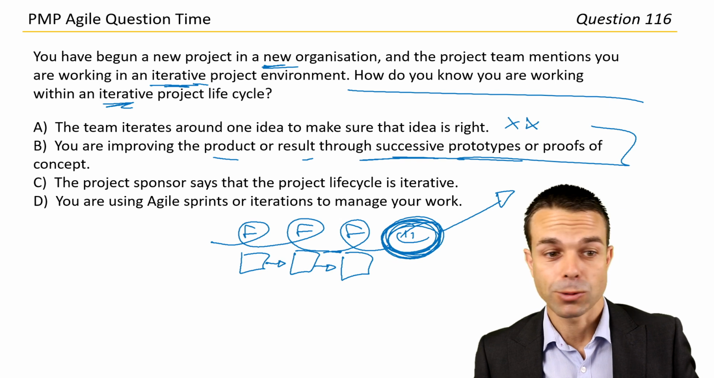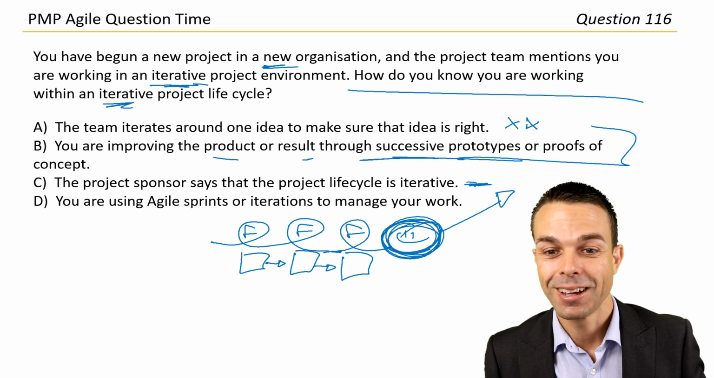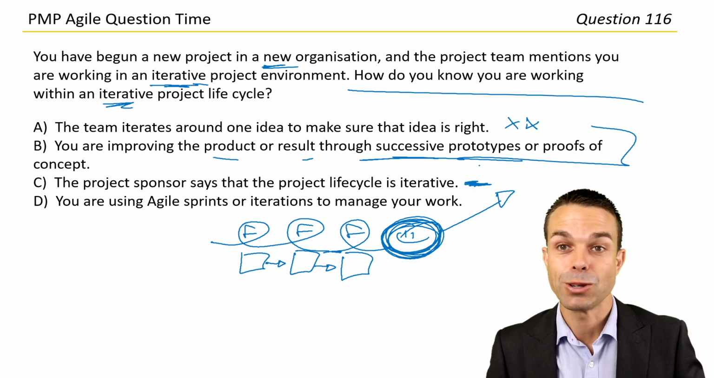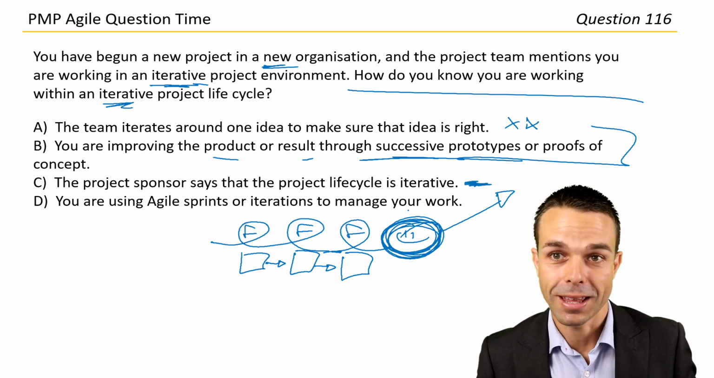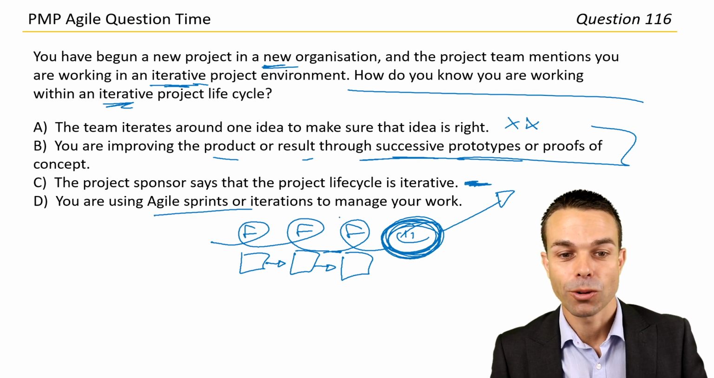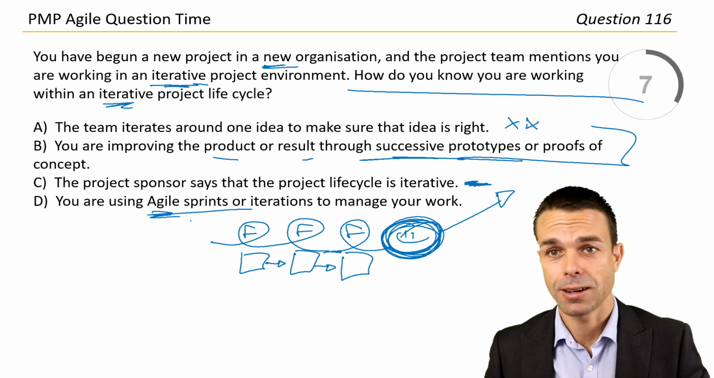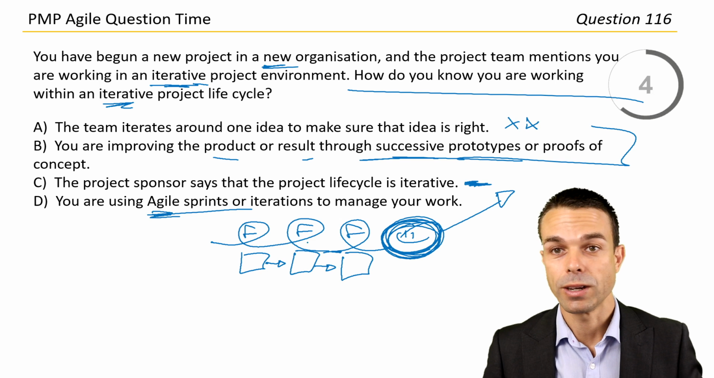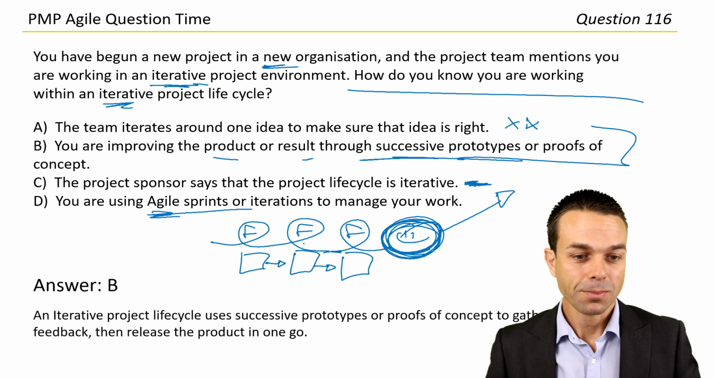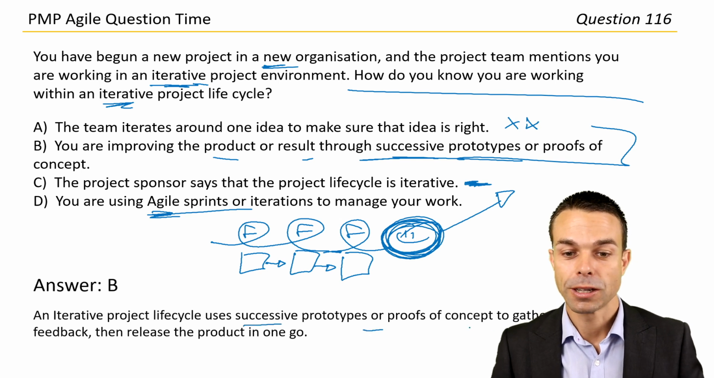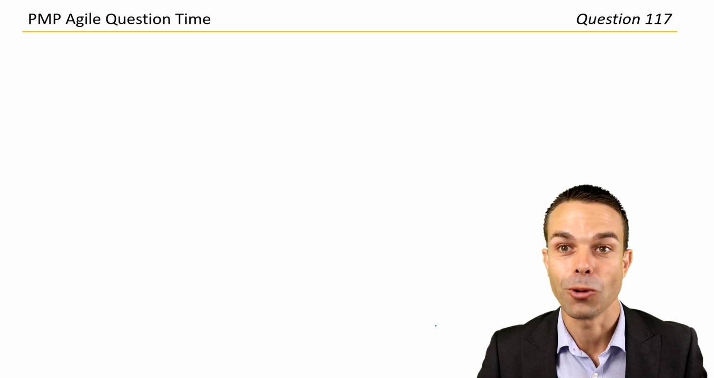All right, I think B is probably our best one here. The project sponsor says the project lifecycle is iterative. If the project sponsor says so, that doesn't actually make it so. Organizations will do things differently, and they will tailor the approach to suit them. You are using agile sprints or iterations to manage your work. Even if we're doing that, that doesn't make it an iterative lifecycle. As we've seen, we need to be getting that feedback. So let's go with answer B. There it is. It uses successive prototypes or proofs of concept to gather feedback and then release in one go. Well done, guys.